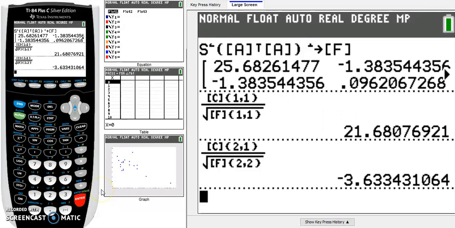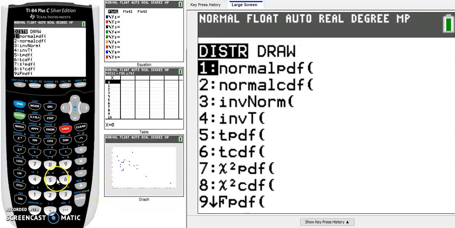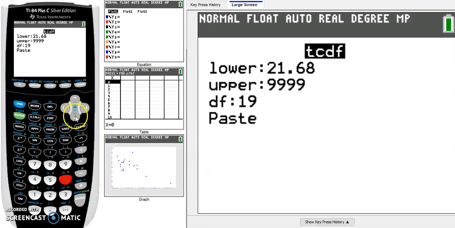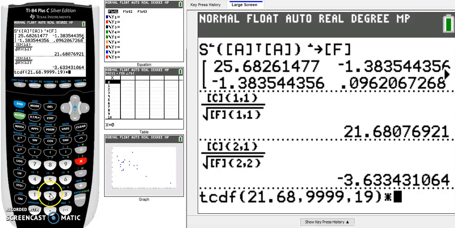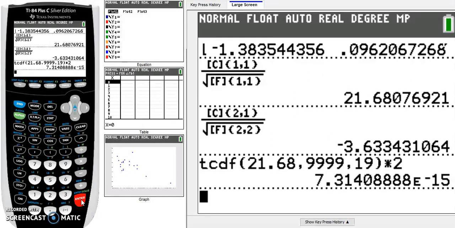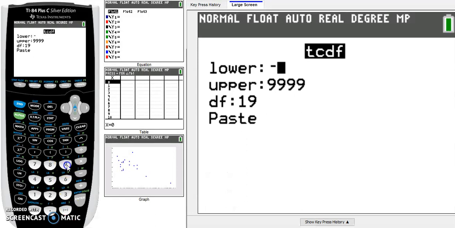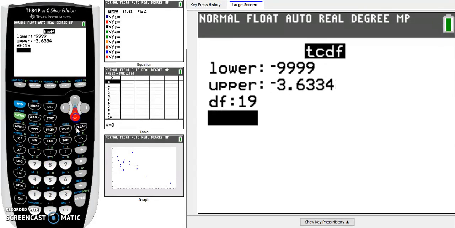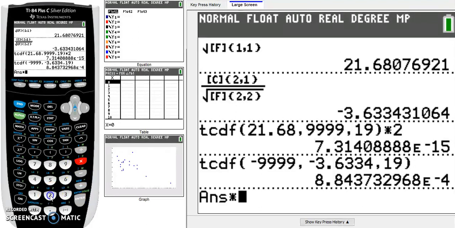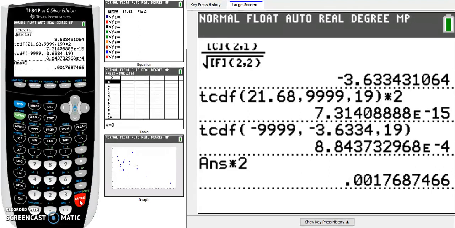And finally, we can find the probabilities of both of those using TCDF on the calculator. TCDF, we're going to go from 2168 to infinity with 19 degrees of freedom. And we're going to multiply whatever that is times 2. And that number is in scientific notation, so that's very small, essentially a p-value of 0. And then we're going to do something similar with the other value, except this time we're going to go from negative infinity to negative 3.6334, still with 19 degrees of freedom. And I forgot to multiply that one by 2. We multiply by 2, and that's our p-value associated with the slope. So basically, everything that is done in regression analysis can be done pretty much completely using matrices.